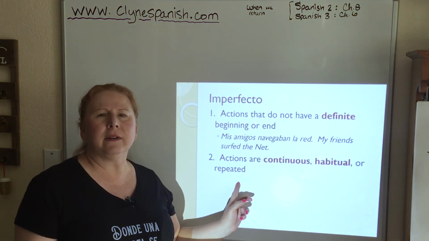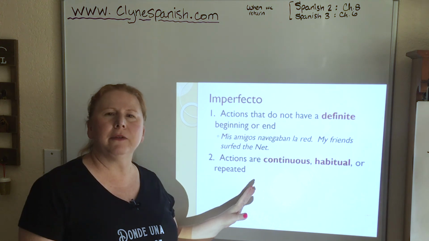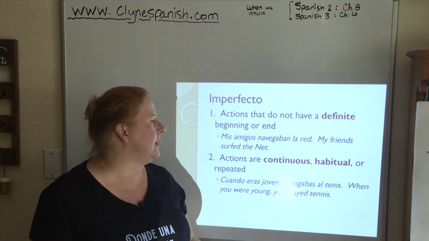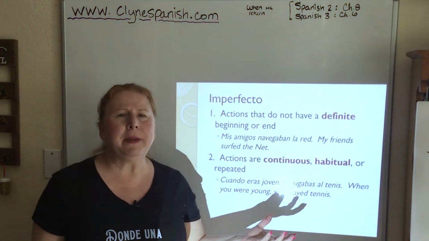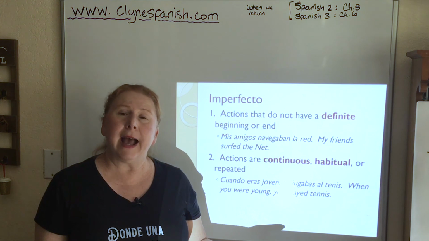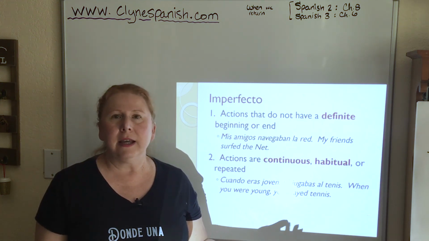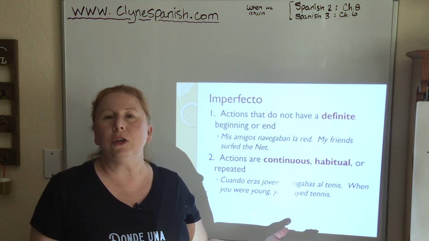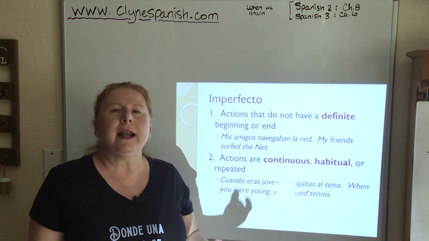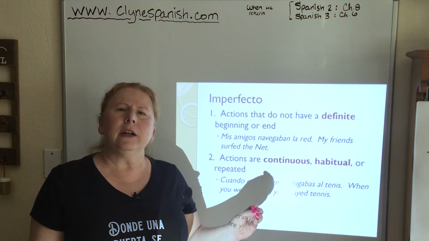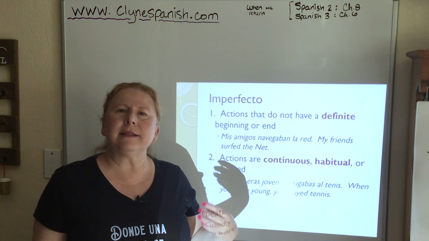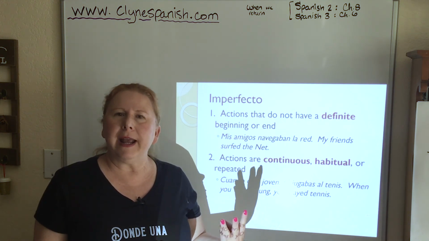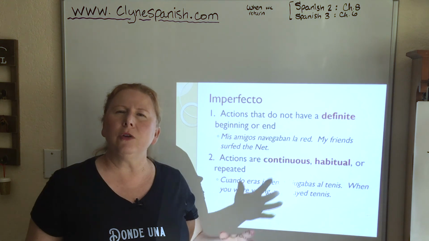Actions are continuous or habitual. This is really important. This is a big flag that you're using the imperfect tense versus the preterite. So when you were young, you played tennis, all right? Or I'm not being specific here. I'm simply saying as a youth, you played tennis. I don't know if you played one summer, two summers, or maybe you've been playing it since you could hold a racket. Who knows? All right. Unlike the preterite would say you played tennis yesterday, or maybe you played tennis for three days. Very specific. So hopefully you can see the difference.